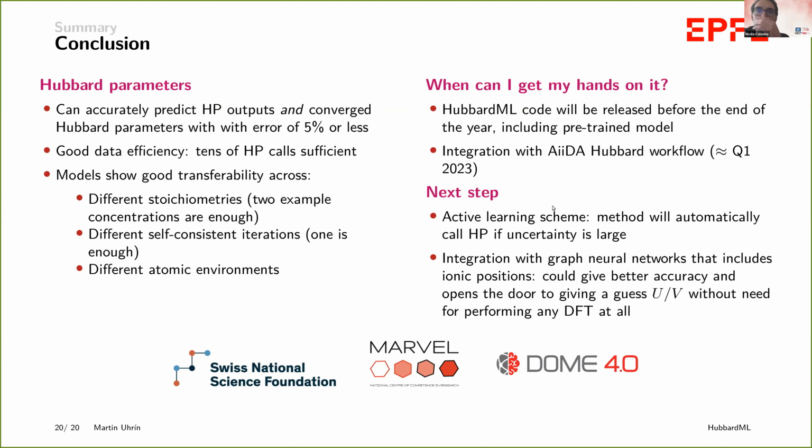Thanks, Martin. Thank you very much for this nice talk. So I see there are a few questions on the Slack, so maybe I start reading some of those. There's one question by JMO Lim. How large is the error in physical quantities like the relaxed structure or gap when using U and V from machine learning?